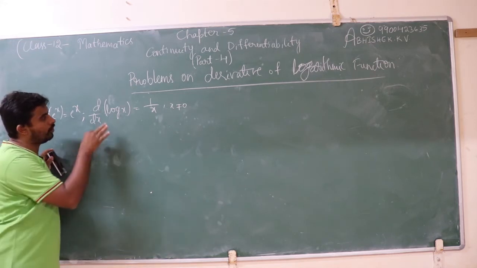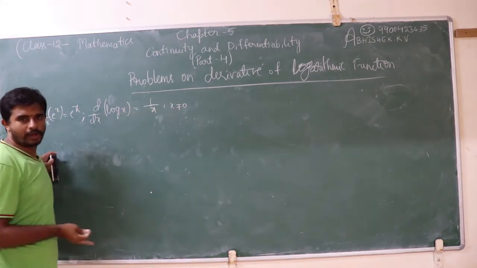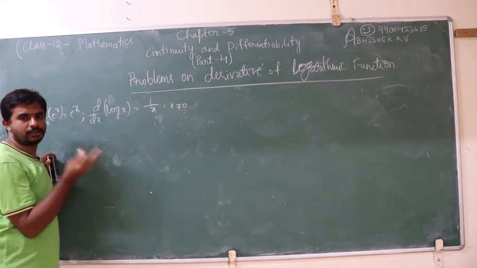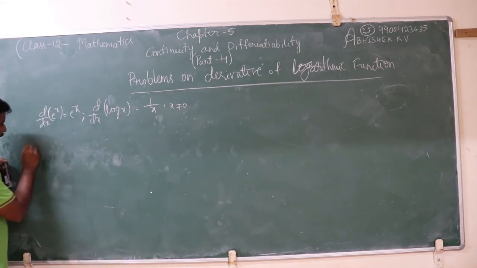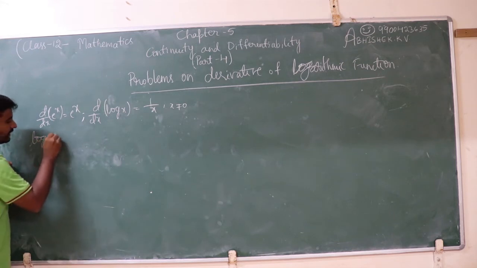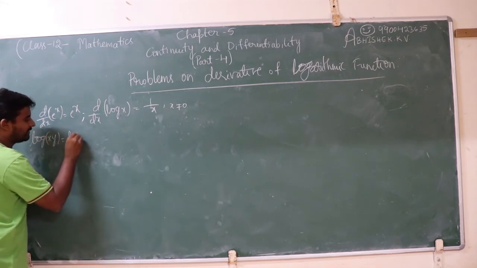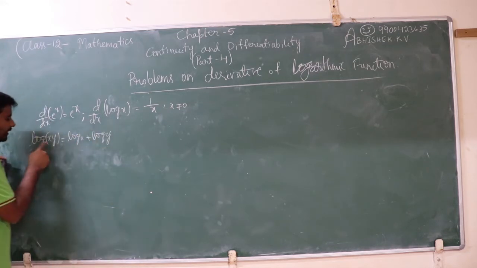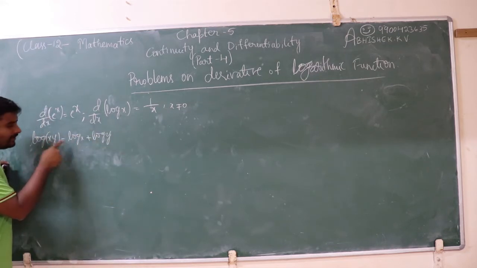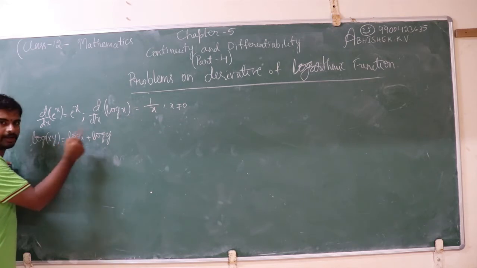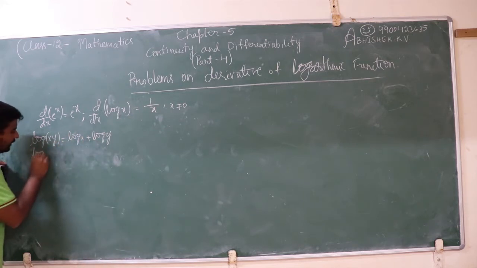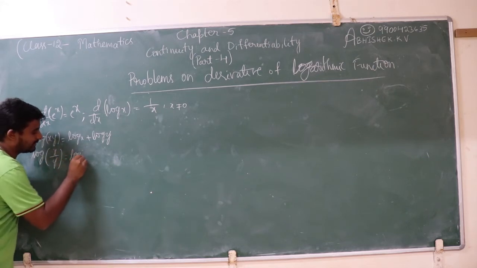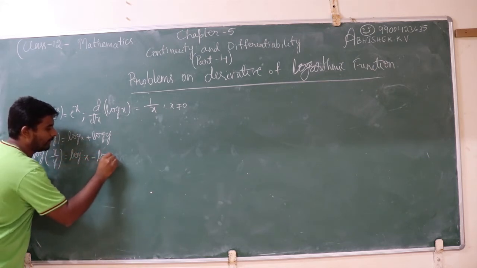Before going to move on to the problems on the derivative of logarithmic function, I already told you about the properties of logarithmic function, right? So you should remember that. See, log of xy can be written as log x plus log y. Logarithmic of product of two variables is sum of the logarithmic of those two variables. Then logarithmic of quotient x by y is log x minus log y.